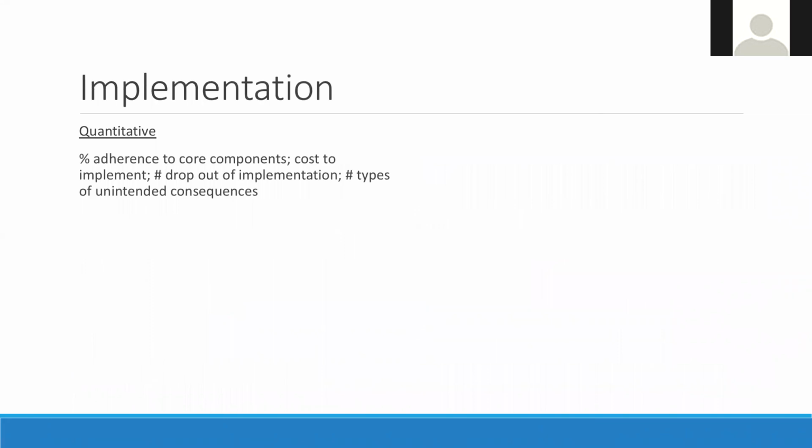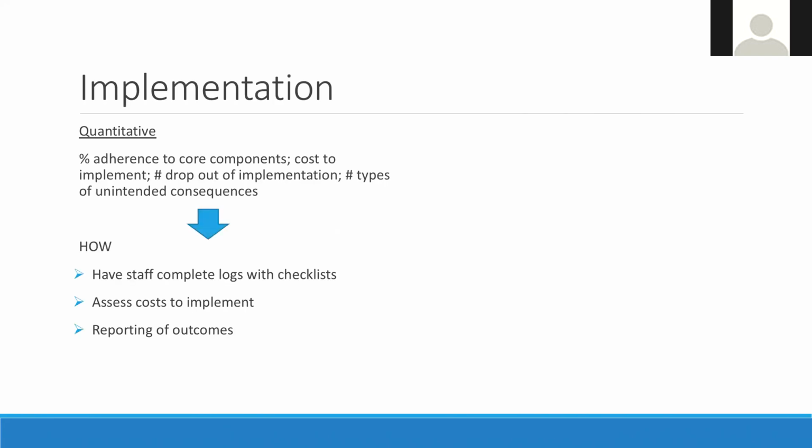Implementation. So this is a big bucket category with a lot in it. Lots of things related to implementation. So how did it go? How did this referral work? So quantitatively, you can look at percent adherence to the core components. So, did they do certain components of this as they were supposed to? The cost to implement, the dropout of implementation, the types of unintended consequences. So these are some things quantitatively.